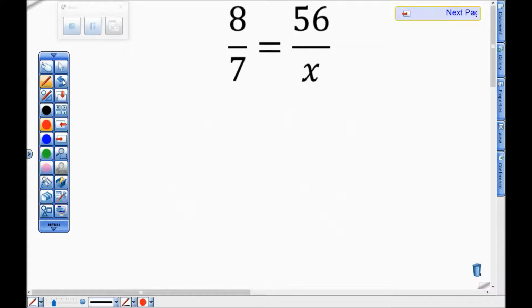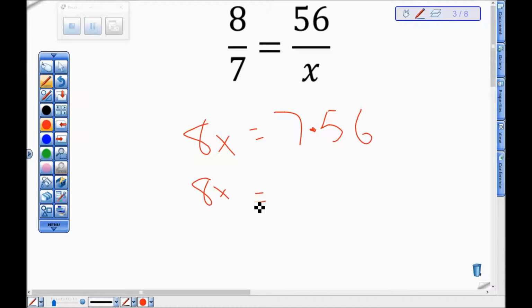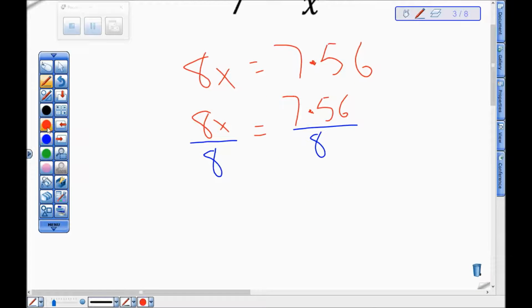All right, next. Here I have 8 sevenths equals 56 over x. To do the cross products, I would take that 8 times this x, and that would equal 7 times 56. Again, it's not necessary for me to multiply 7 times 56 to know that the next thing I want to do is divide by 8. If I divide both sides by 8, over on the left, I'll have just x. And this will be equal to, well, 56 divided by 8 is 7. 7 times 7 is 49.